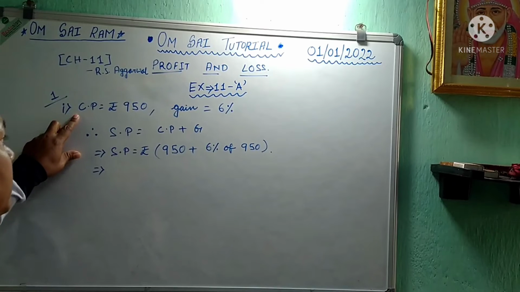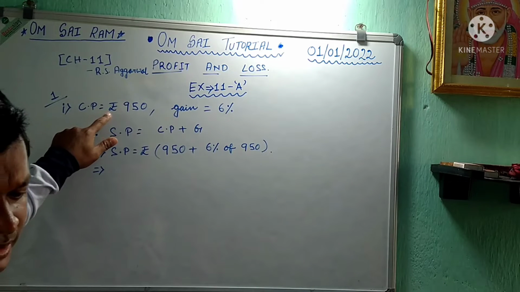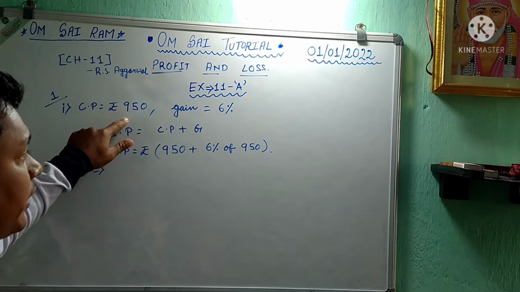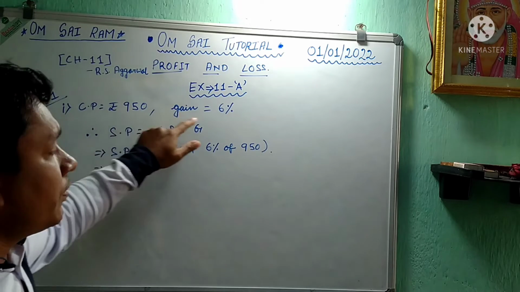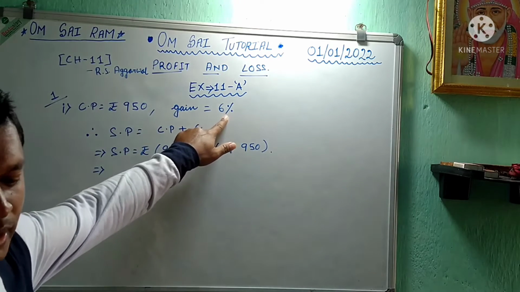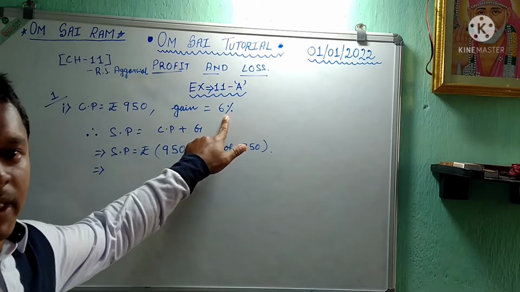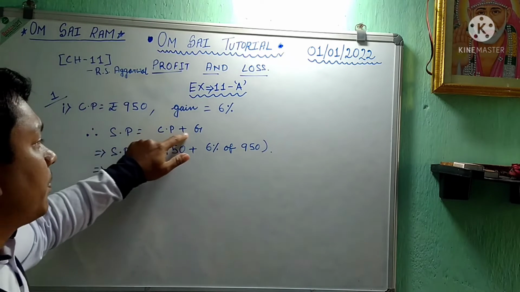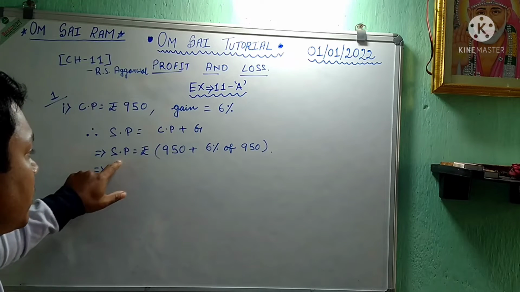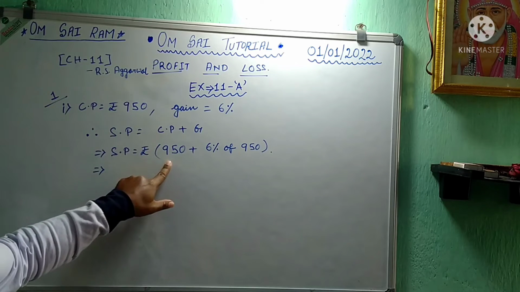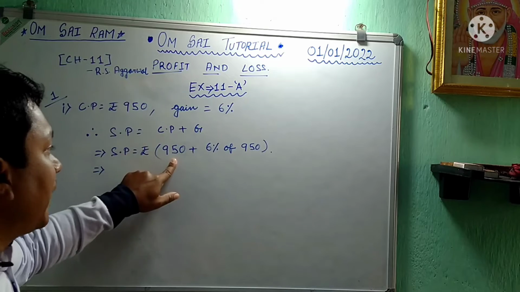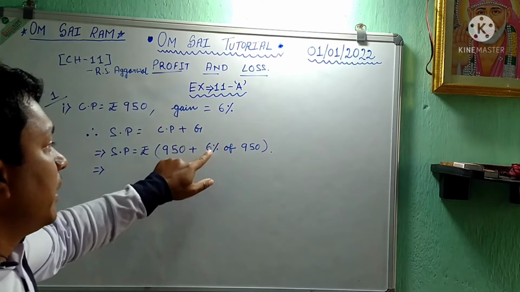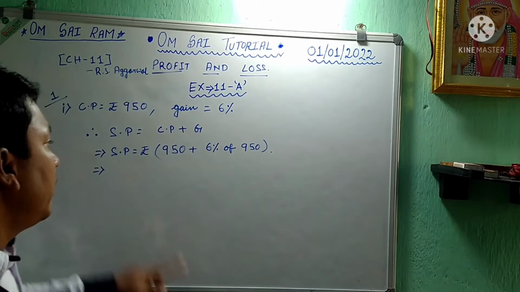Here it is given that the cost price of an article is rupees 950 and we are getting a gain of 6%, and we are told to calculate the selling price. So what will be the selling price? Selling price will be cost price plus gain. I have substituted the values in its place. The cost price is 950 and our gain is 6%, that is 6% of 950.